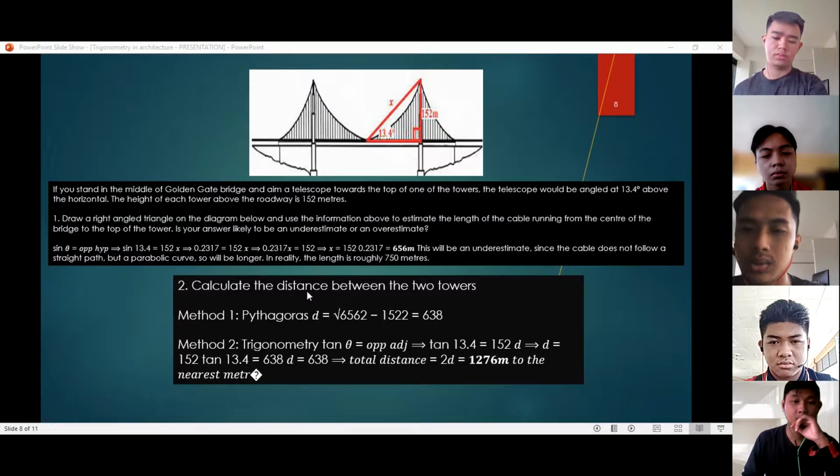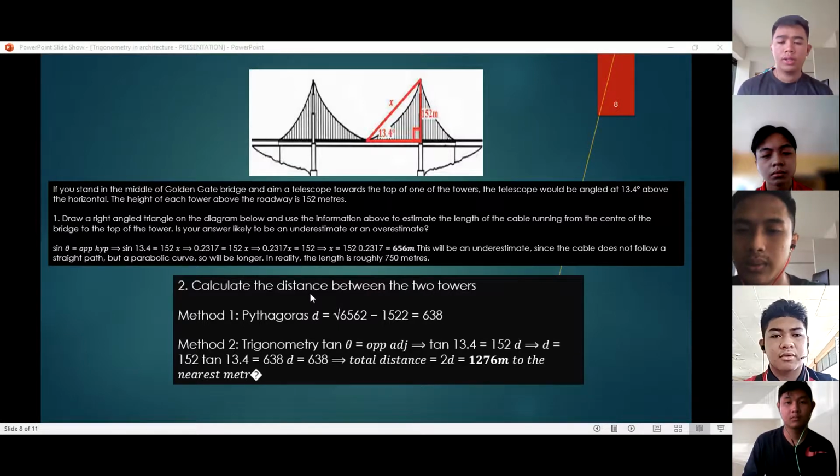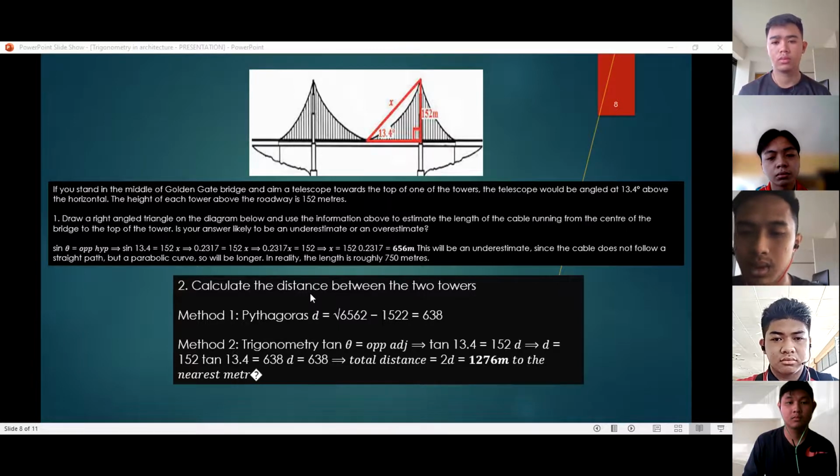656. This will be an underestimate since the cable does not follow a straight path but a parabolic curve, so it will be longer. In reality, the length is roughly 750 meters.